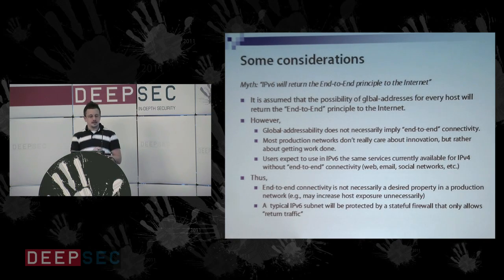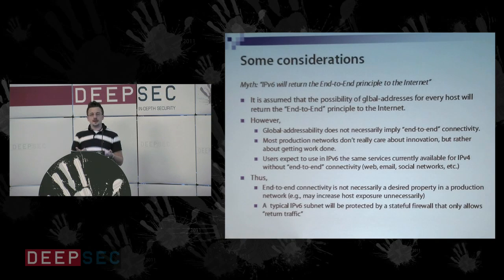The reason for that is that, in most cases, networks don't really care about innovation. They are there just to provide some sort of service for the organization in which they are deployed. So as long as they enable the employees, for example, to do email, web, and that kind of stuff, they are fine. Also, there's no requirement to go back to the end-to-end principle, because all the applications that the users know about can operate even without it. There's not really an application that we know of that would be possible only with the end-to-end principle, so we don't have a motivation to get back to it.